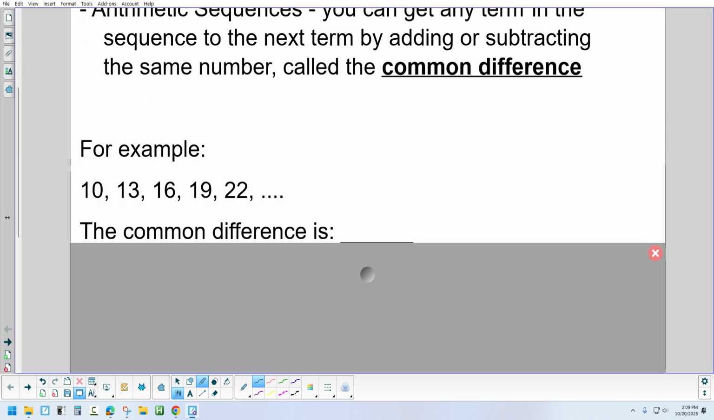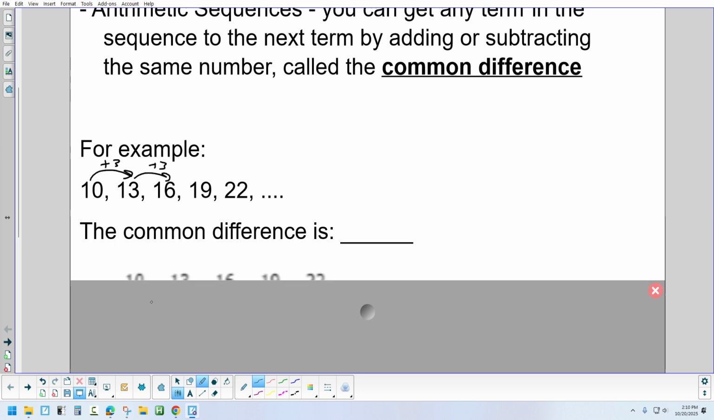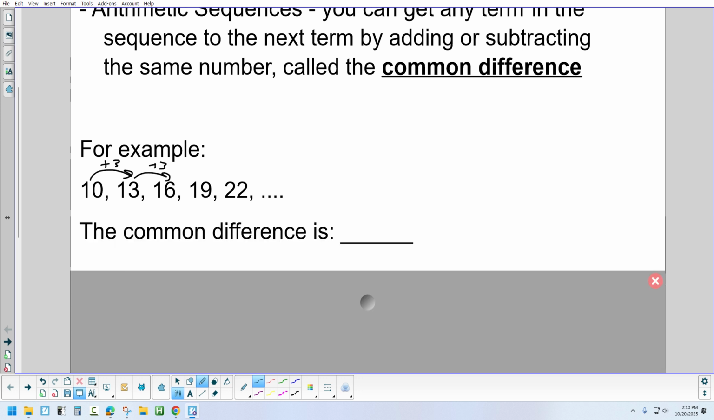So here's an example of an arithmetic sequence. 10, 13, 16, 19, 22. Does anybody see what it is that you're adding each time? 10 plus 3 is 13. Right, you're adding 16. Yep, you're adding 3 each time. So on the line that says the common difference is, you want to put 3.